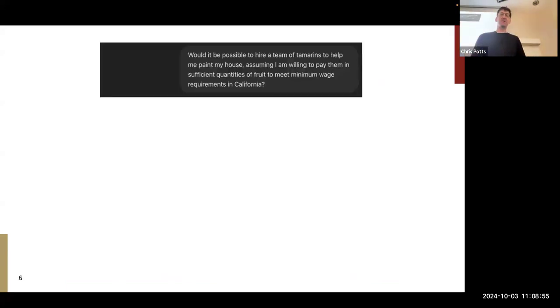So here's my Blade Runner style question. Would it be possible to hire a team of tamarins to help me paint my house, assuming I'm willing to pay them in sufficient quantities of fruit to meet minimum wage requirements in California? You know what I'm doing here? I'm offering helpful information that I think might distract the language model. Let's see, and for a long time, you could certainly fool models along these lines if you could even get them to understand the question at all.